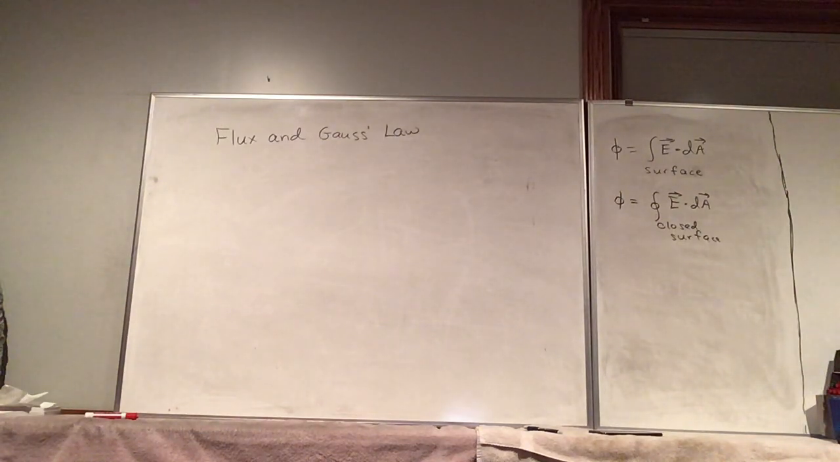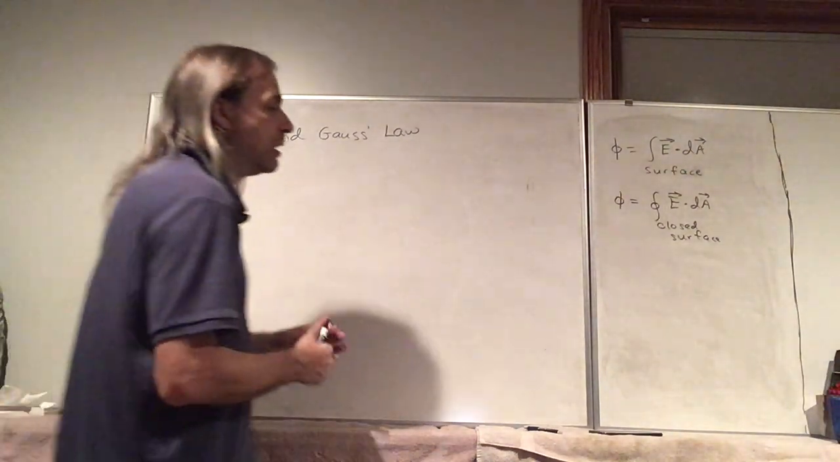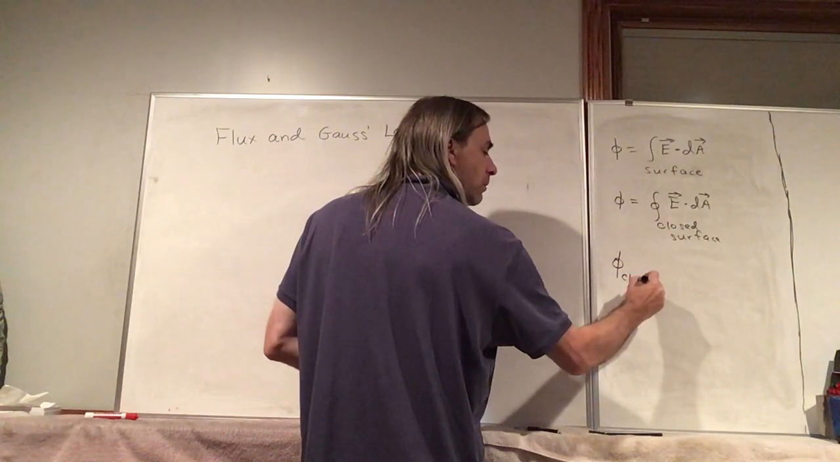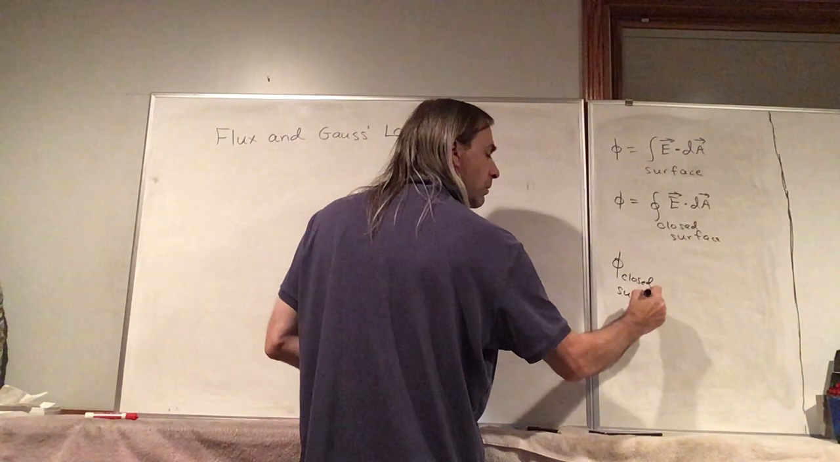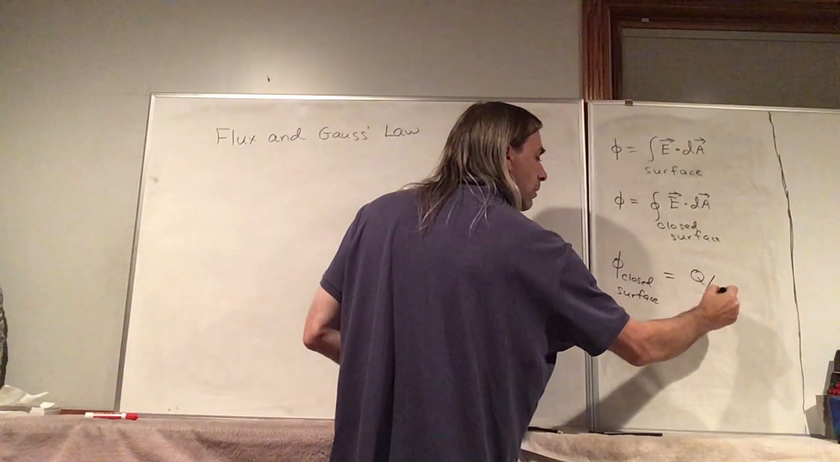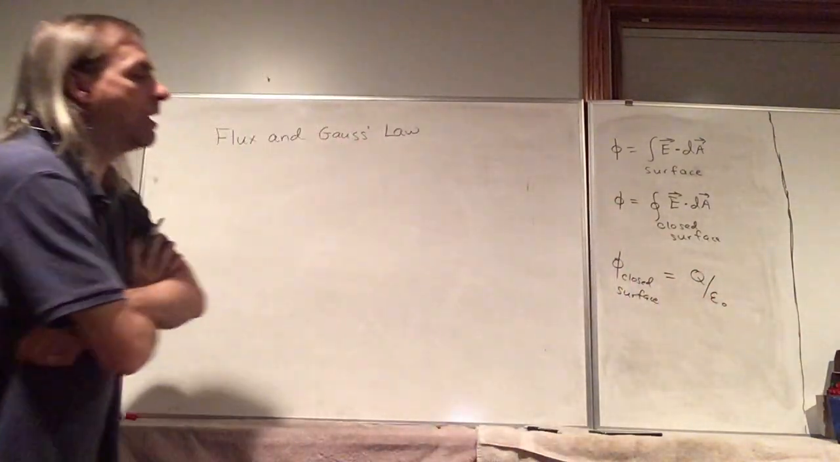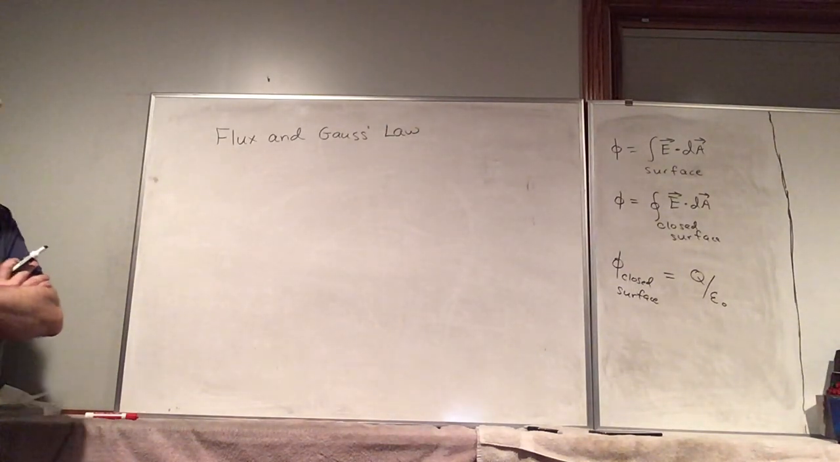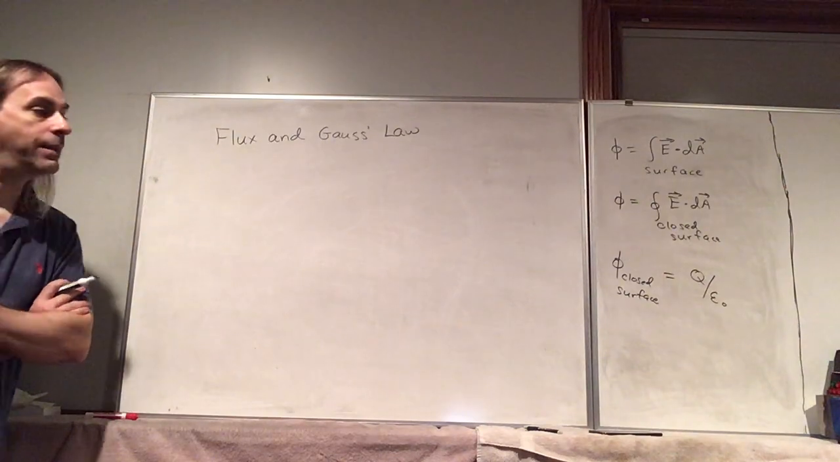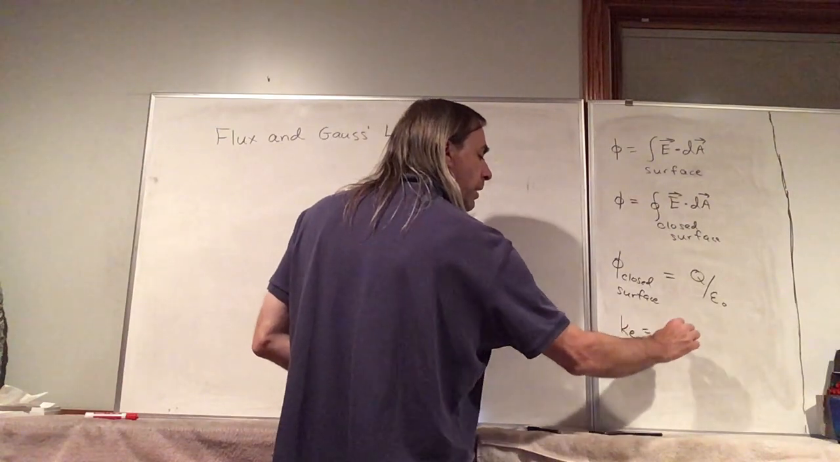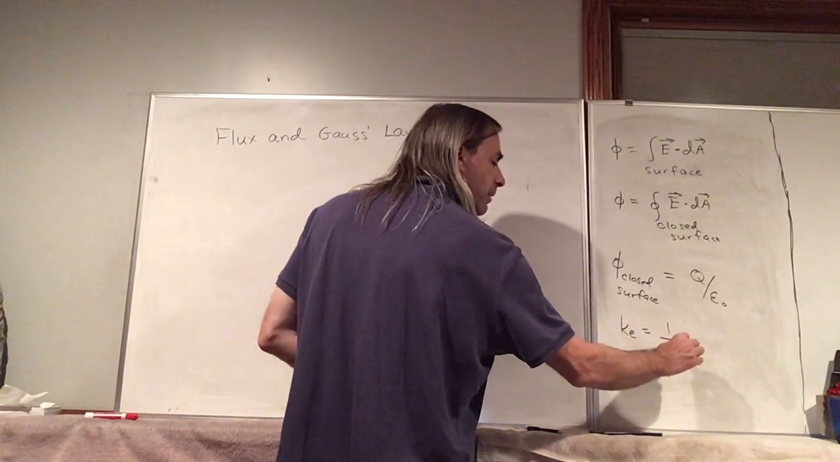Anyways, Gauss's law. I'm going to state Gauss's law. Let's do that. What Gauss's law says is that the flux through any closed surface is equal to Q over epsilon naught. So remember, Ke is 1 over 4 pi epsilon naught.